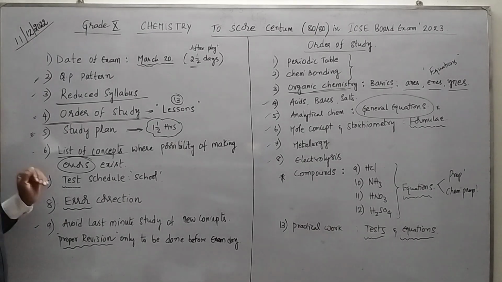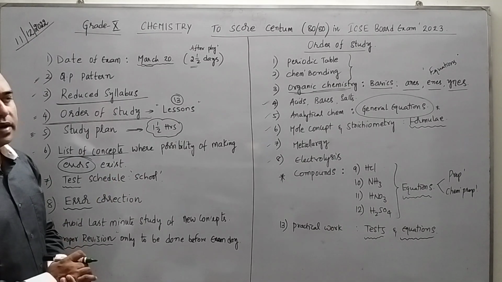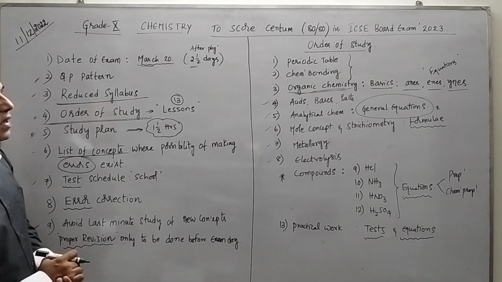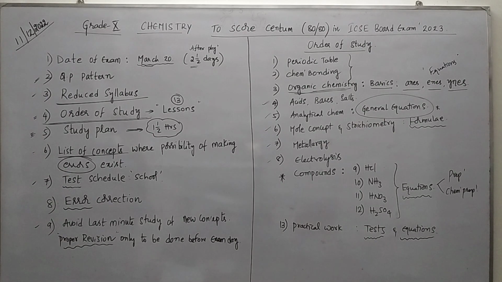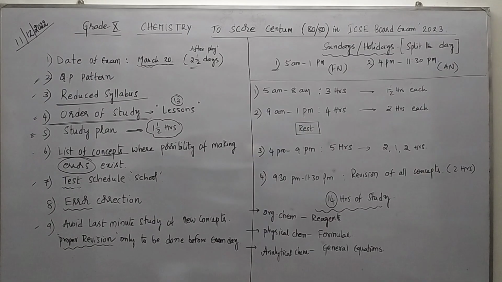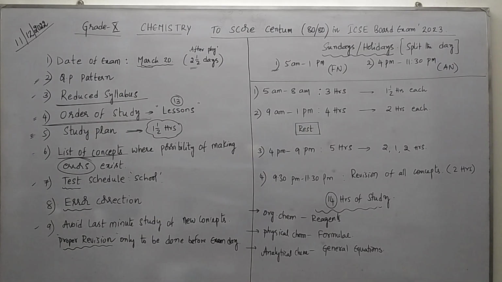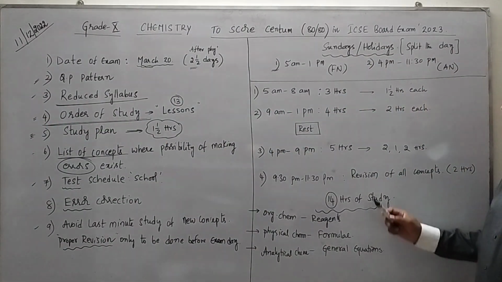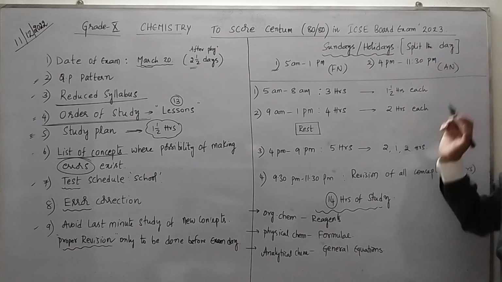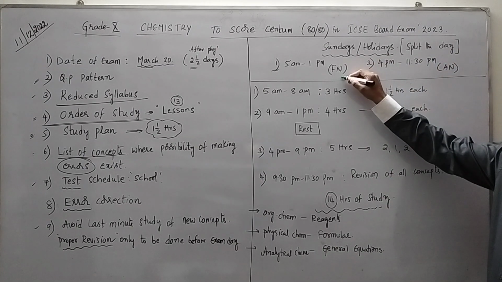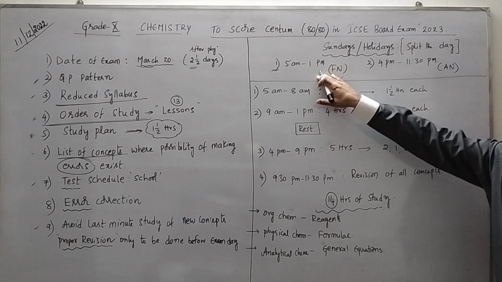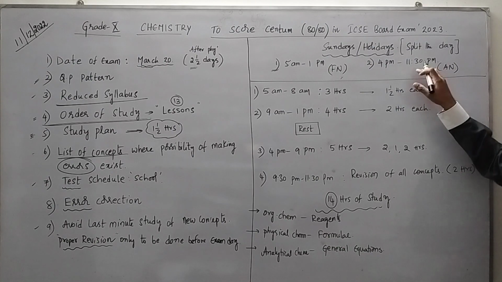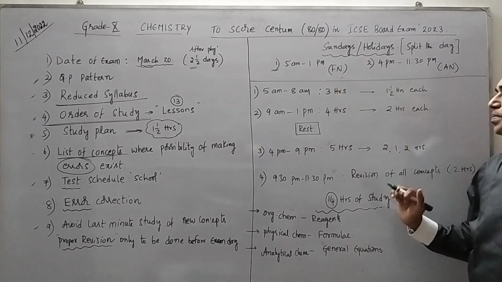Now important thing is, suppose in between you are having holidays like Sundays and other holidays, how to plan on these particular days. Let me write that. Now if you are checking out the study plan, an important thing I'll tell you. If you are having Sundays or holidays, you can split the day into two. First forenoon you can make it as 5 a.m. to 1 p.m. Then afternoon you can have 4 p.m. to 11:30 p.m. This is easily possible to focus more.